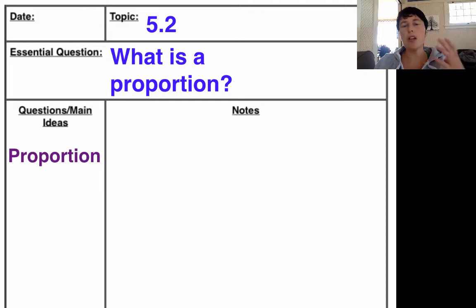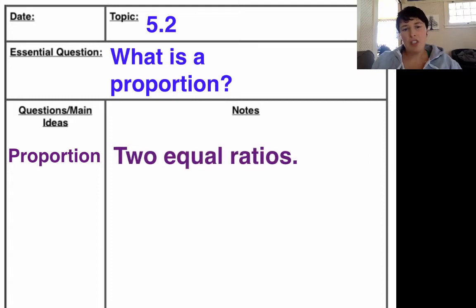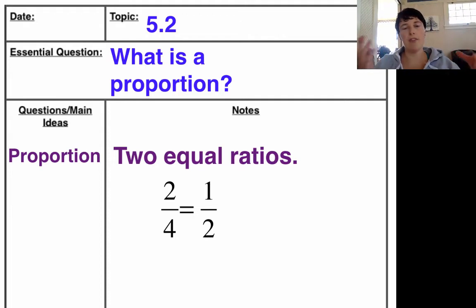So let's start with, what is a proportion? If we had to use the mathematical definition of it, what is it? Well, really, it's just two equal ratios. That's all it is. And two equal ratios is a fancier way of saying two equal fractions. That's what a proportion is. So a really easy example would be 2/4 and 1/2. We know that 2/4 and 1/2 are actually the same fraction. So that makes them a proportion also.